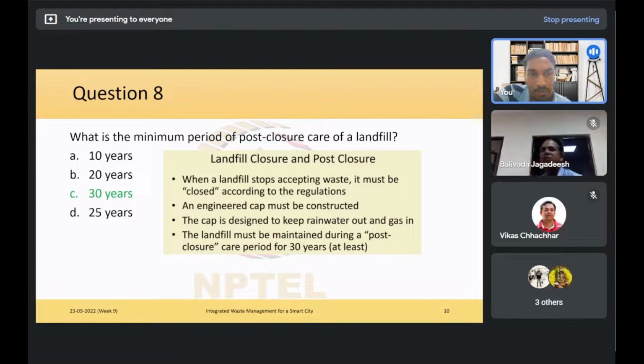So what do we do? We just collect samples of the groundwater around this place, and then see if there is any contaminant present in it, and at what level. We do that at frequent intervals. So that's the post closure care, and it is typically 30 years for municipal solid waste.